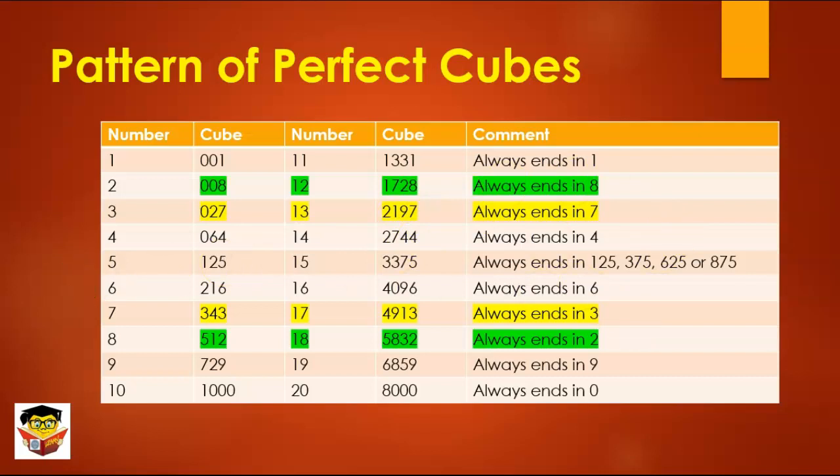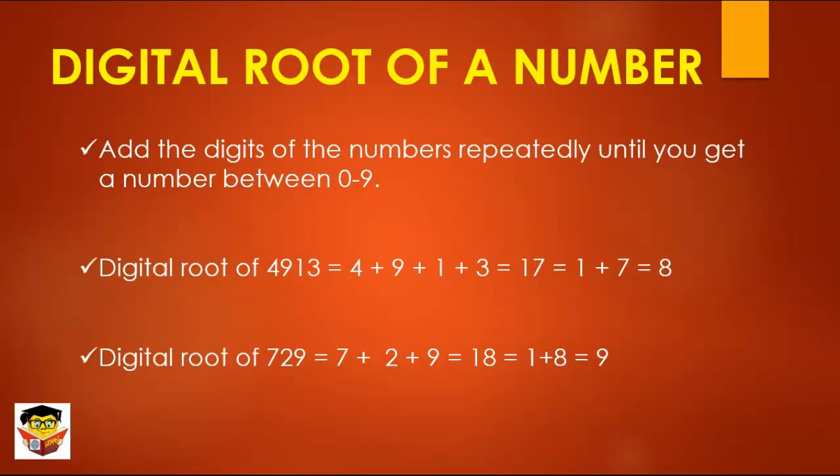Another thing that we want to look at is digital roots. Now, a digital root of a number is nothing but the number that you get after you add the digits of the number repeatedly until you get a number between 0 and 9. So for example, if you are trying to find the digital root of 4913, you add up the digits, which gives you 17, and then you add up the digits of 17 again. 1 plus 7 gives you 8. So the digital root of 4913 becomes 8.